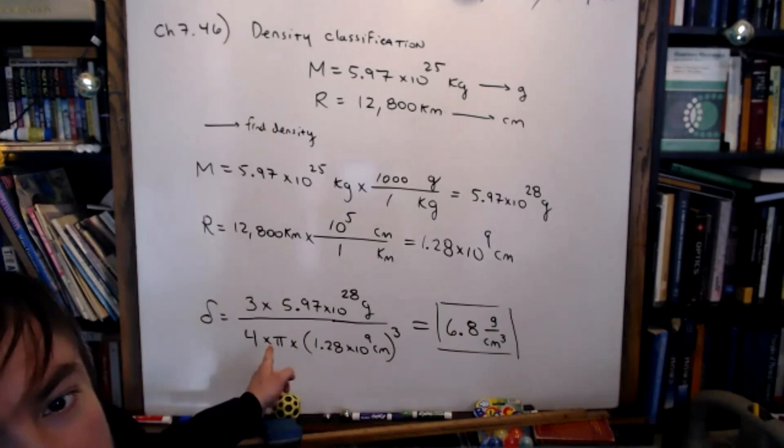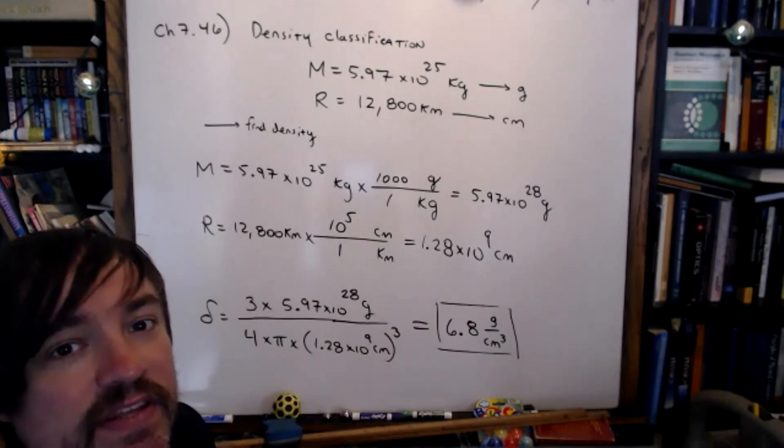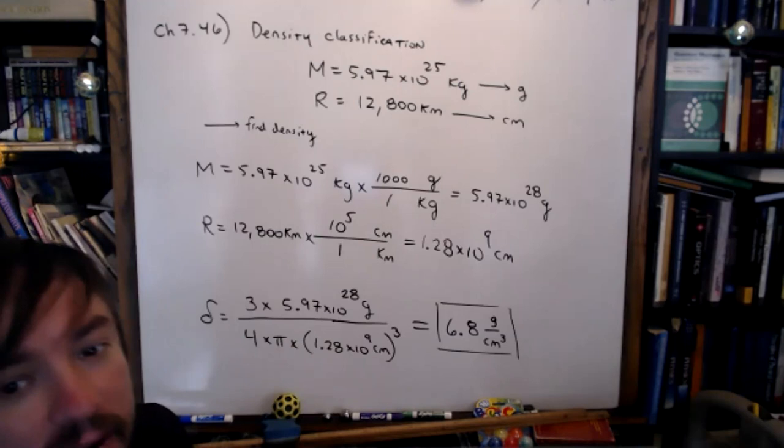I think it's because I divided. When you should have hit divide. I did hit divide. There's no way. You got 10 to the power of 57. That could only have happened if you multiplied by that. I'm going to try again just to make sure. Divide by 4, divide by pi, divide by 1.28 exp 9 cube equals.